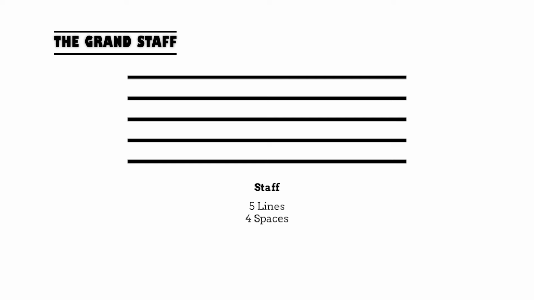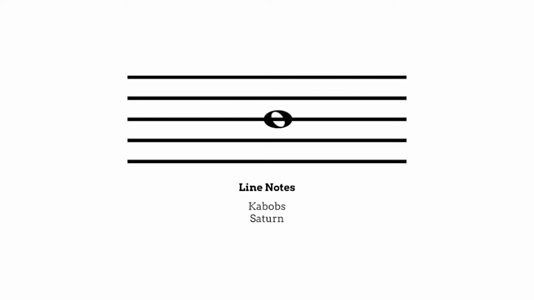This is a staff. A staff has 5 lines and 4 spaces in between the lines. We can have line notes or we can have space notes. Line notes are like kebabs or the planet Saturn with the line going through the middle. Space notes look like sandwiches with lines on the top and bottom of the note.